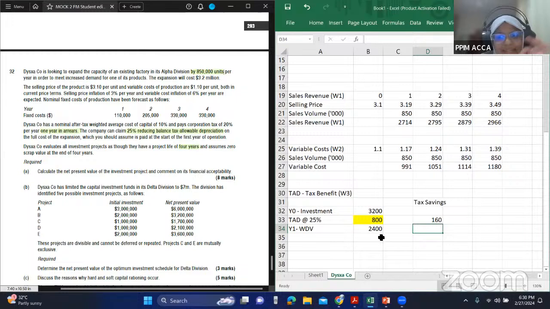Okay, so I'll come again. Why are we calculating tax savings on the tax allowable depreciation? Because tax allowable depreciation is an expense. It's a type of expense, like depreciation also is an expense. Any expense will reduce profit. If profit reduces, then the amount of tax that you pay will also reduce by the same amount.